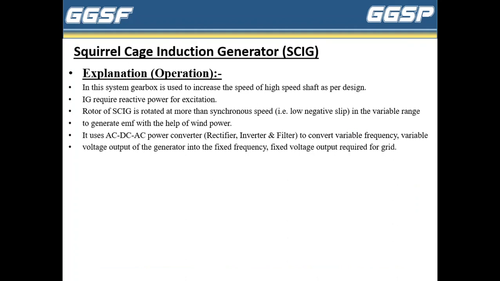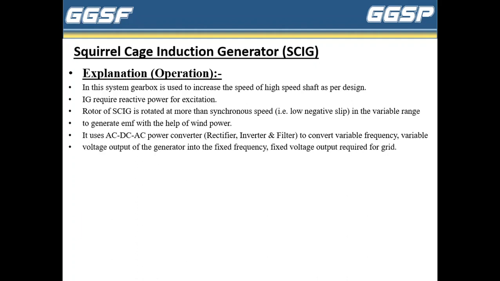Next, let us see some generators that are used in small wind turbines. First, squirrel cage induction generator. Let us see the operation of the squirrel cage induction generator. In this system, a gearbox is used to increase the speed of the high-speed shaft as per design. Induction generator requires reactive power for excitation.